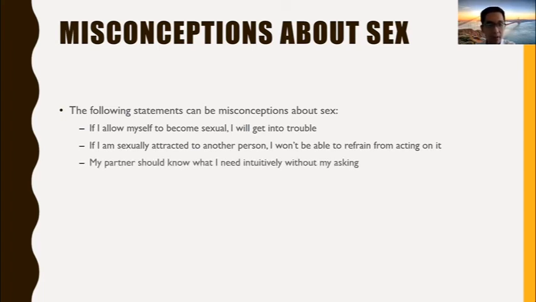Another one: my partner should know what I need intuitively without my asking. That is not realistic either, because people cannot know another person that easily. They can guess what the other wants from facial expressions, behaviors, and communication. But we cannot connect our brains together. So we need to talk about it. If we want something, we talk about it. We cannot just expect the other to know what we want quickly without communicating.